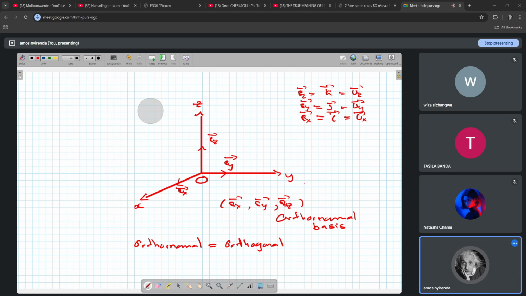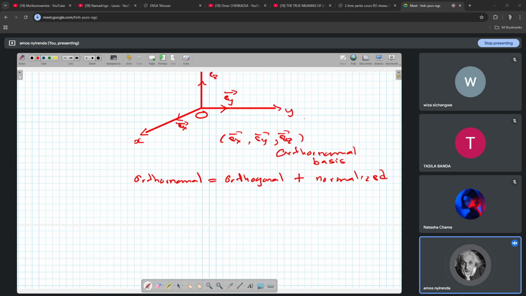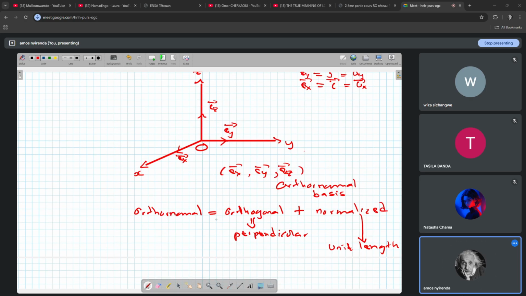That's what orthogonal means. And orthonormal means orthogonal plus normalized. By normalized, we are saying that EX, EY, and EZ are of unit length. So in simpler terms, orthogonal means perpendicular. Sure, we are familiar with the word perpendicular. And normalized means that the vectors are of unit length. C'est bon? Je passe? Yes, you can pass. Très bien.